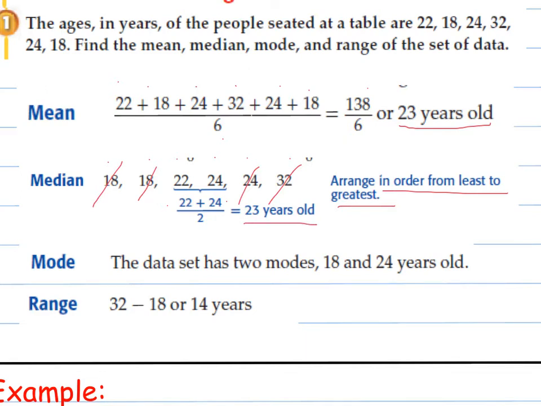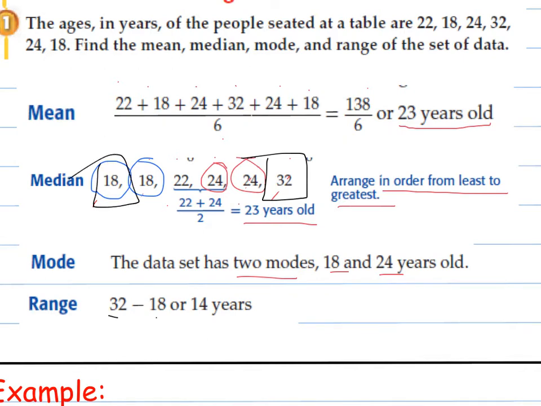The mode, I look at the data and see which number shows up most often. I look at my least to greatest here, and I see that the number 18 and the number 24 both show up twice. Since they both show up twice, which is more than any other number, there's two modes, which is 18 and 24 years old. The range, which is a little less central, it's less in the middle, is my largest number of 32 minus my smallest number of 18, and there's a difference of 14 years between all of these people.